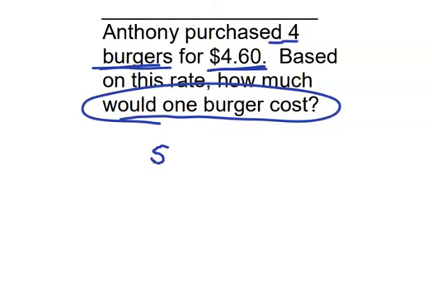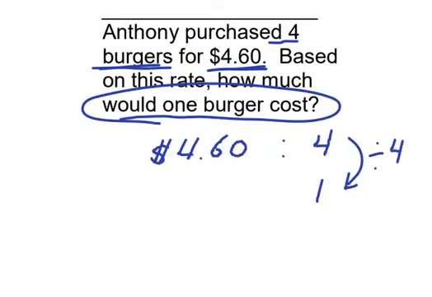Okay, so we're at $4.60, and that is for 4 burgers. So to get down to 1 burger, we're going to have to divide by 4, right? Okay, so we're going to take $4.60 divided by 4. Well, I know that 4 goes into $4 one time, like $1 per $4. So 4 goes into $4 once, right?